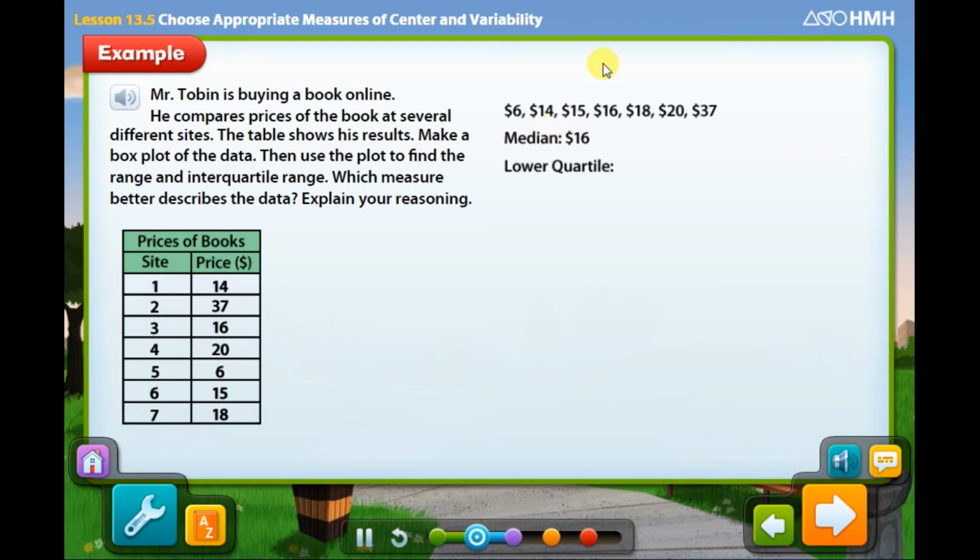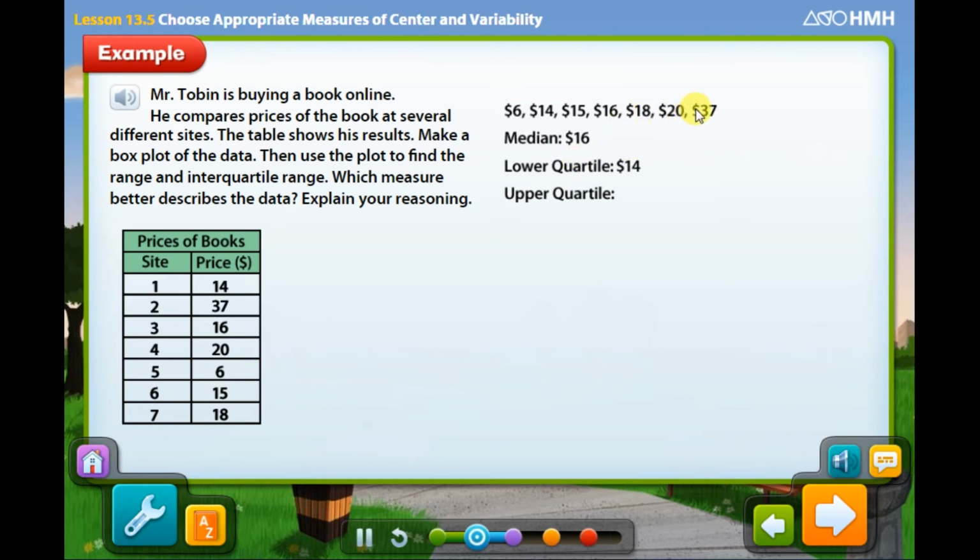What is the lower quartile? The lower quartile is the median of the lower part. What is the median of the lower part? The number which is just in the middle of this group is 14. So the lower quartile is 14. The lower quartile is $14 because it is the median of the lower half of the data set.